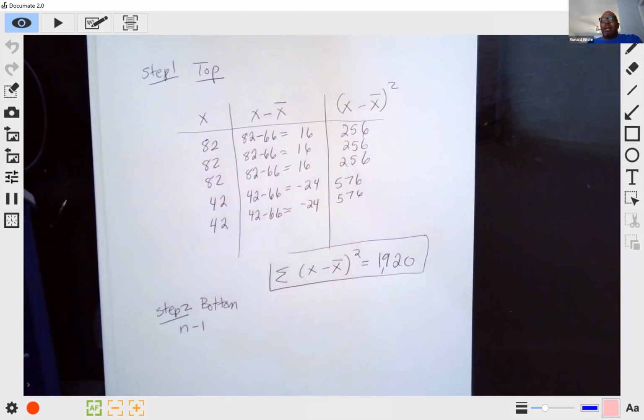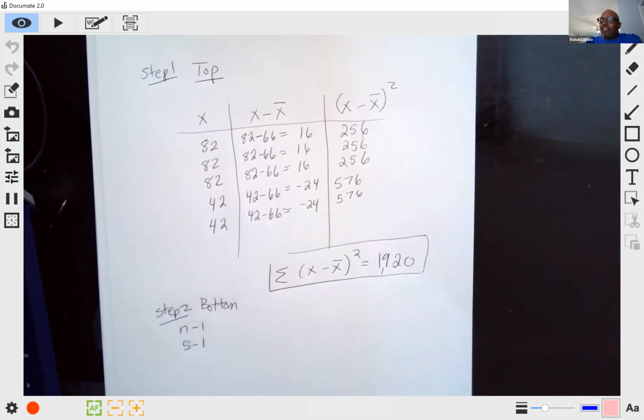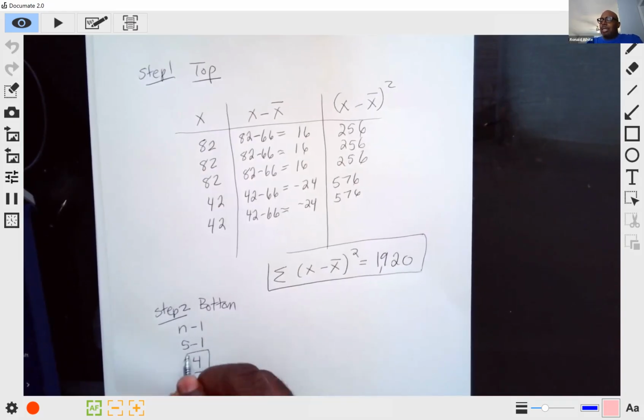N minus 1. What's n? N is the sample size. We have 1, 2, 3, 4, 5 grades. So we have 5 minus 1, which is 4. So now we have our top number, 1920, and our bottom number, which is 4.